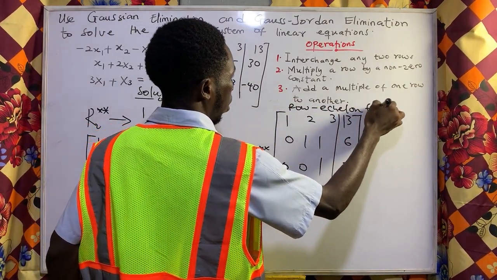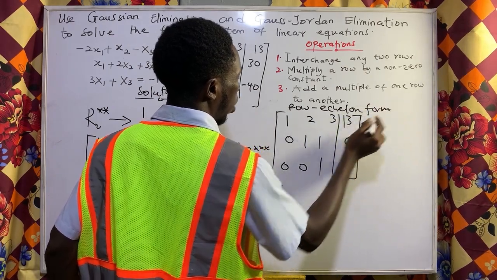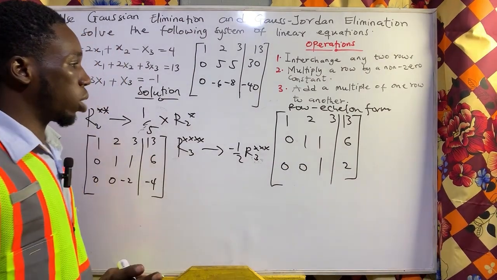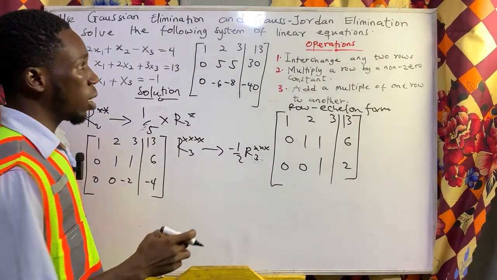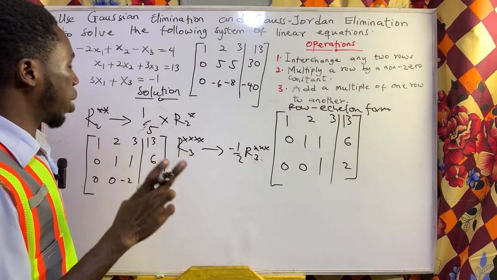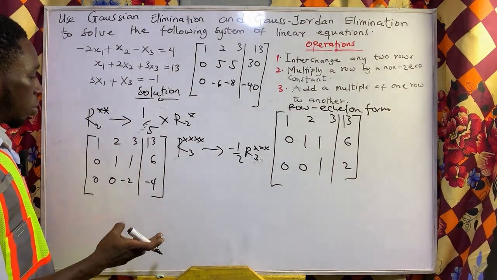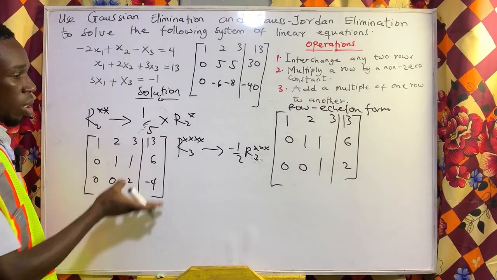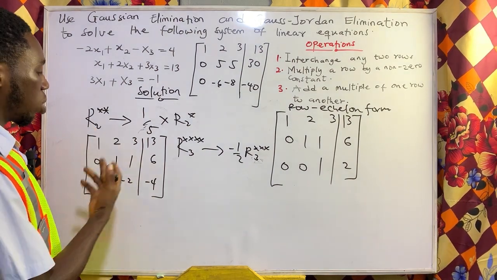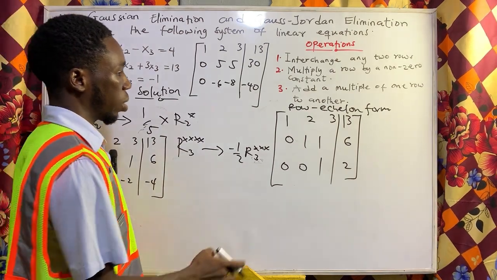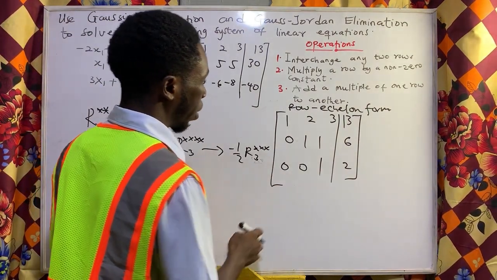Remember that I said that for row echelon form, the pivot values must not necessarily be 1. But in this case, because we are going to be using Gauss-Jordan elimination, I want to make it 1. On a normal circumstance, if you get here, you can just solve them. But I want to continue because of Jordan elimination, that's why I decided to make it this way.